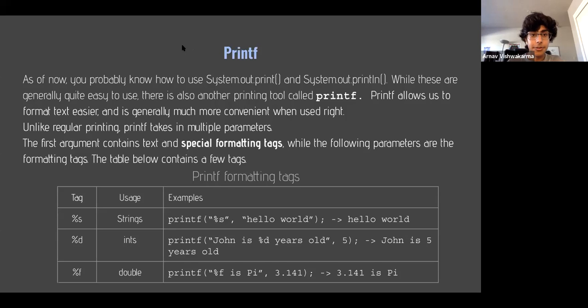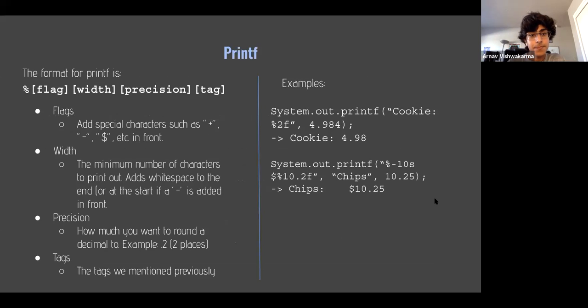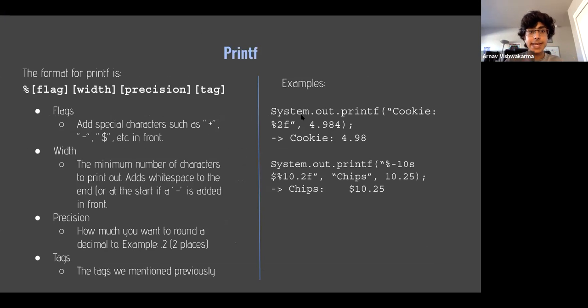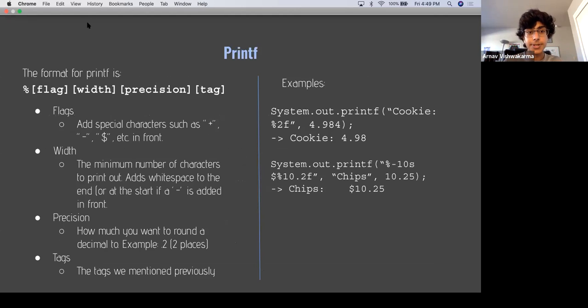All right, and then on the next slide, we have some more detail for printf. In the previous slide, we just looked at the formatting tags, but this slide goes more in depth. The format for printf is the percentage sign, and then a flag, the width, the precision, and finally the tag, which is S, D, or F. Let's look at each of those parameters in more detail.